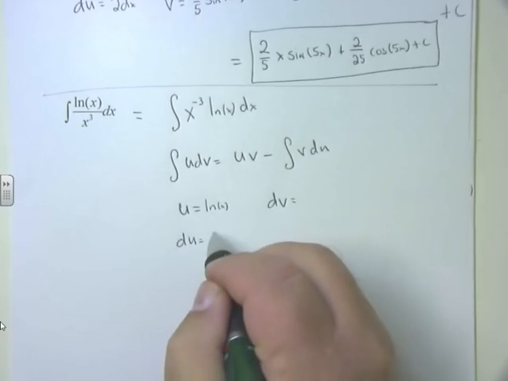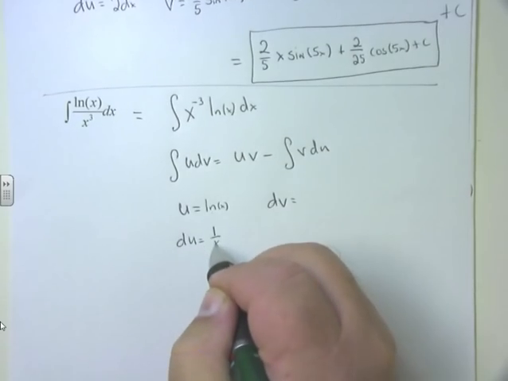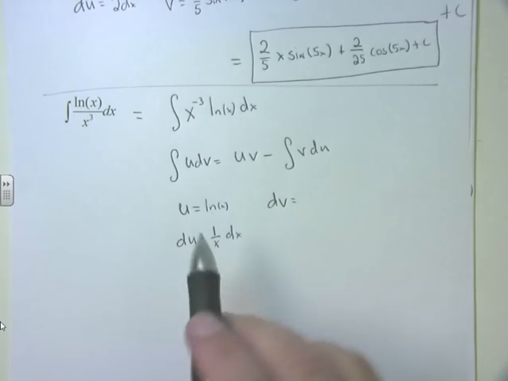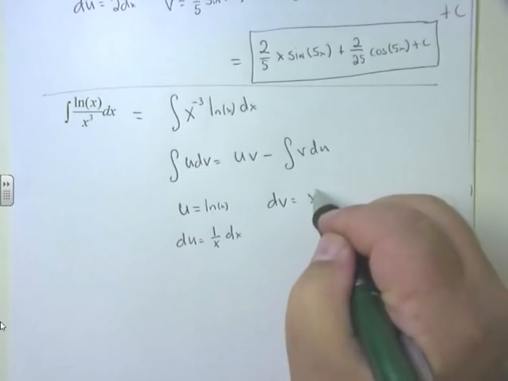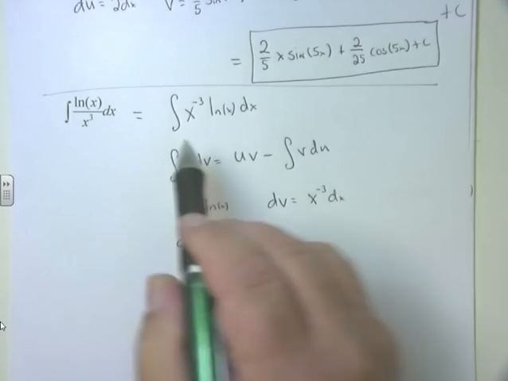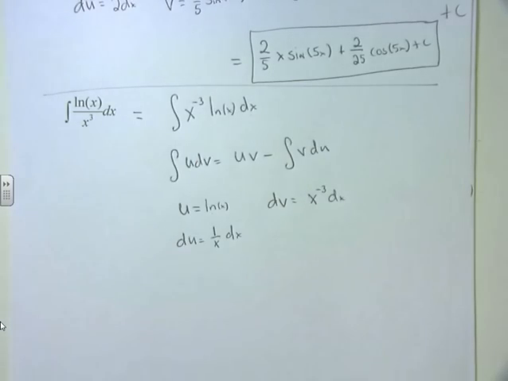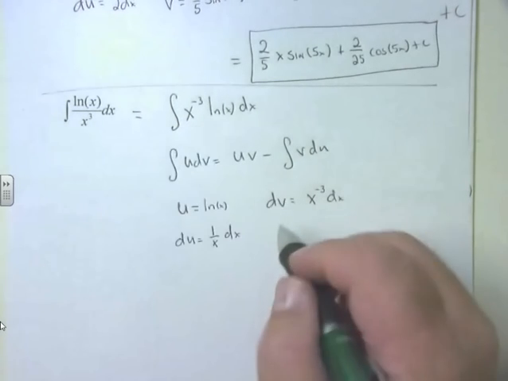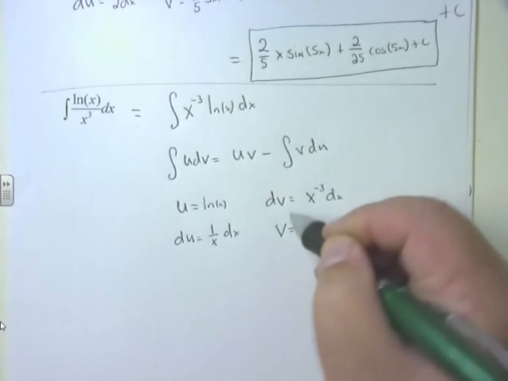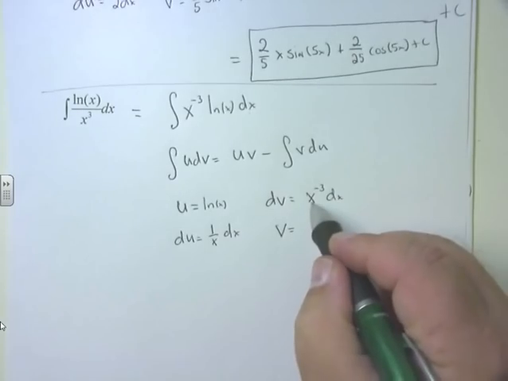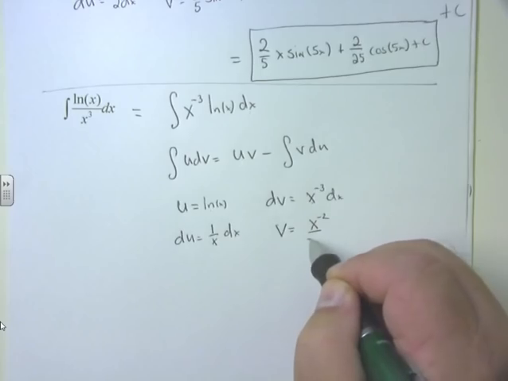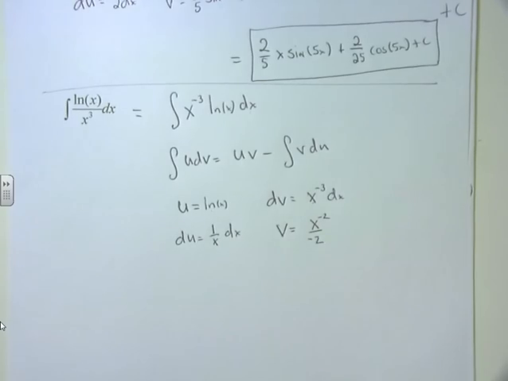Derivative of natural log of x, think calculus 1. The derivative of natural log of x is 1 over x dx. And dv would be the x to the negative 3 dx. Now you remember they could be either one. So dv would be this guy, and you integrate to get v back again. So the integral of x to the negative 3 dx is x to the negative 2 over, add 1, negative 2. No plus c's on this one.